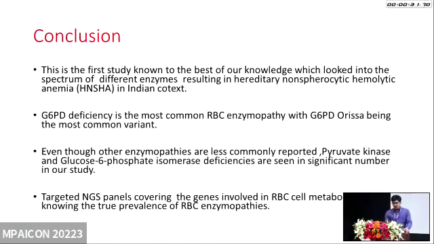To conclude, this is the first study, to the best of our knowledge, which looked into the spectrum of enzyme deficiencies in hereditary non-spherocytic hemolytic anemias, and that too in the Indian context. In our cohort, G6PD is the most common, with G6PD Vanua Lava being the most common. Even though G6PD is the most common, pyruvate kinase enzyme deficiency and GPI deficiency are also seen in a significant proportion. So to identify the true prevalence of the different enzyme deficiencies, a targeted NGS panel will help.